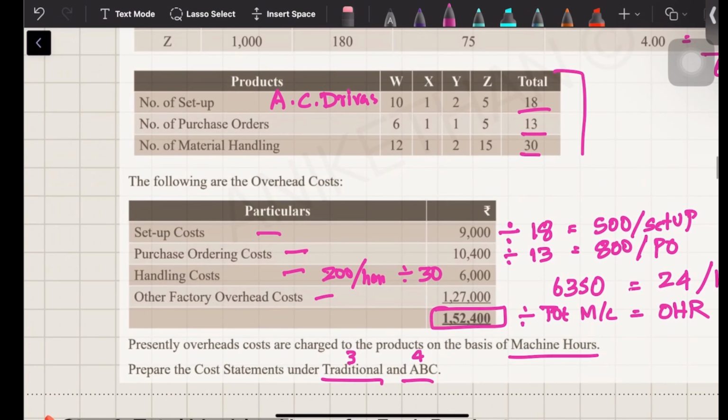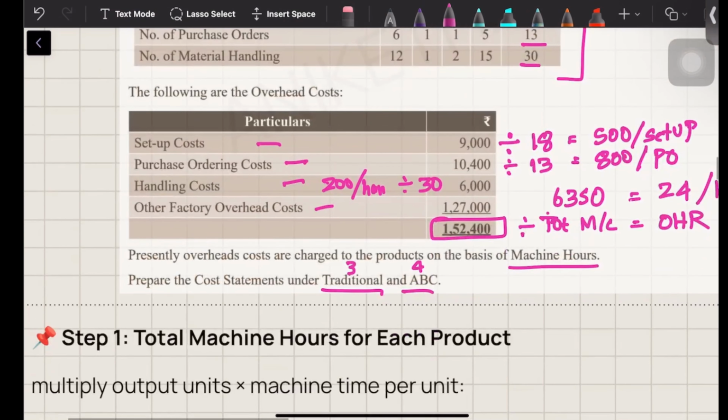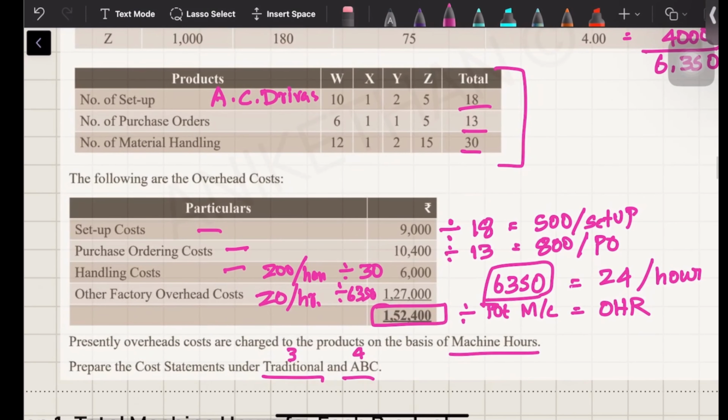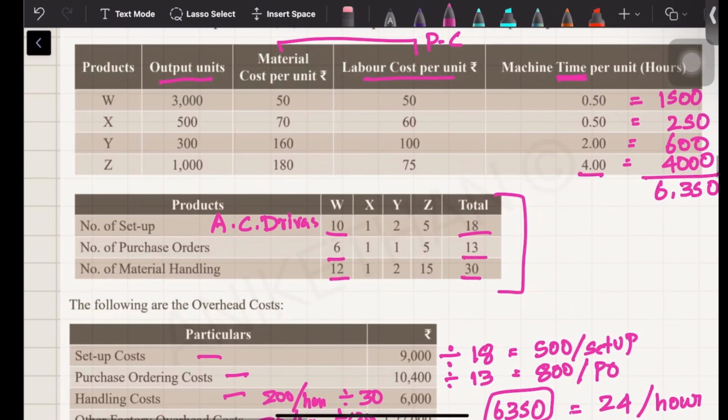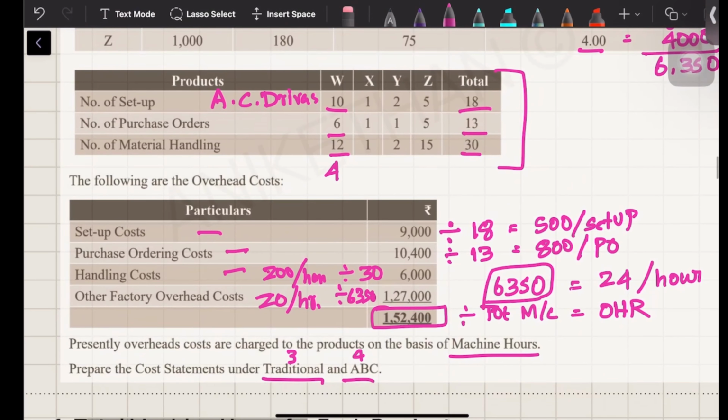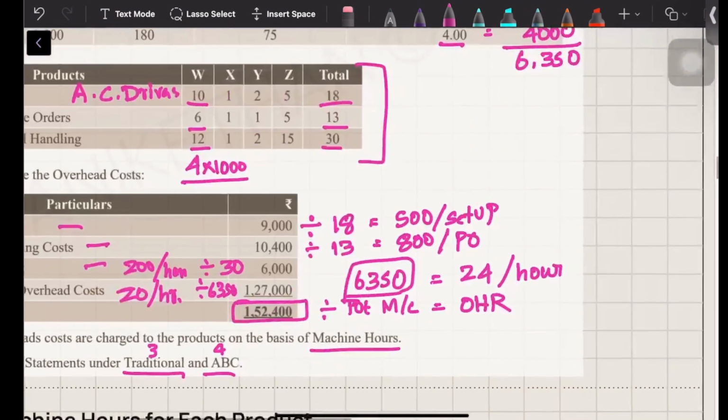Other factory overhead cost is not in this table, but we have just calculated total machine hours 6350. So divide by 6350 for this. What will you get? It looks like half of it, so you will get 20 per hour. Now you have to use the same method. Take individual W: 10, 6, 12. Then take the 4 hours, 4 into 1000, 4,000 hours. I'll calculate for W and leave the remaining for you to calculate.